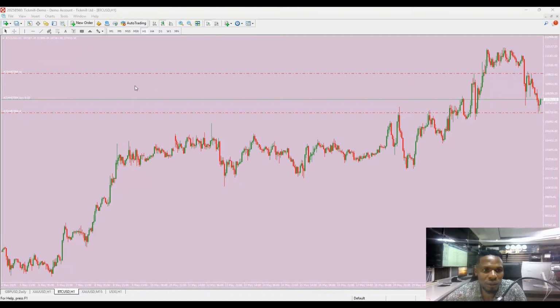Then we have buy limit, sell limit, buy stop, sell stop. These are pending orders. Now, this is where price is, right? If you click on buy limit, we put price here. Don't forget, currently price is at 107,800, right? So let's put 108,000.